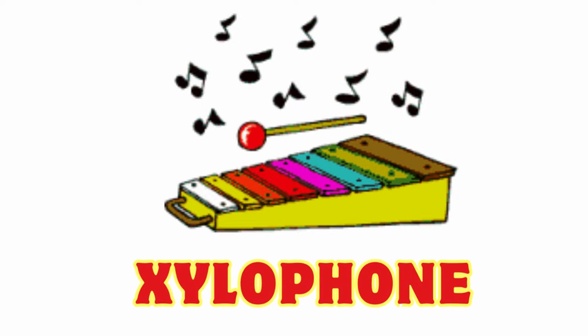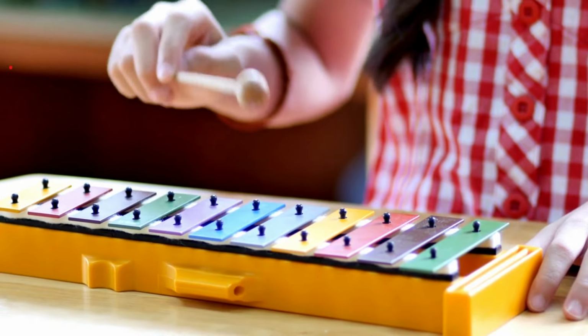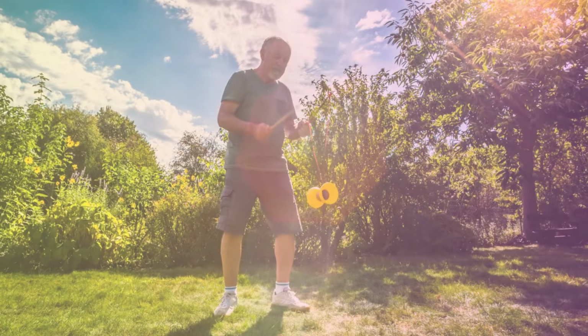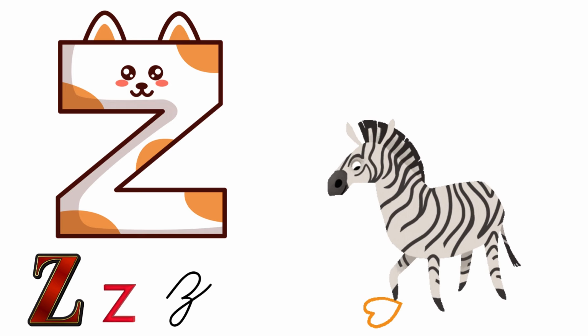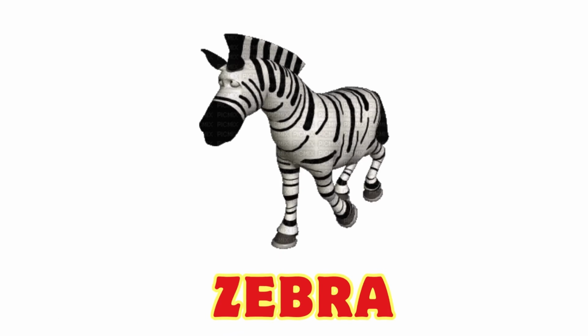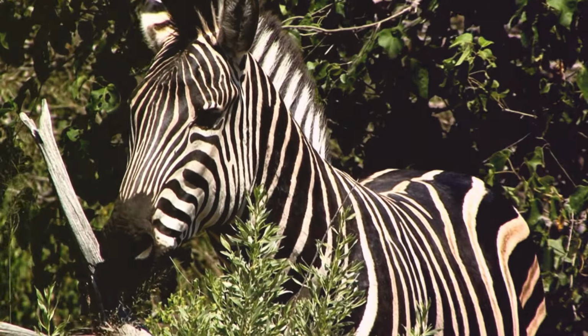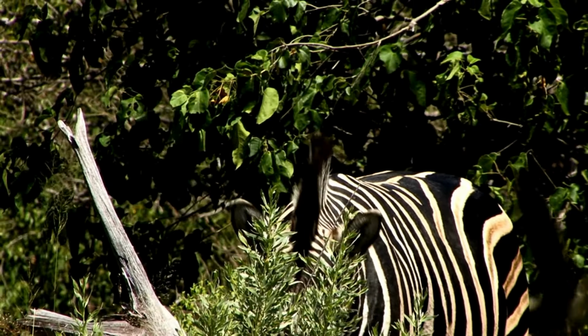X, x, xylophone. Y is for yo-yo. Y, y, yo-yo. Z is for zebra. Z, z, zebra. Z, zebra.